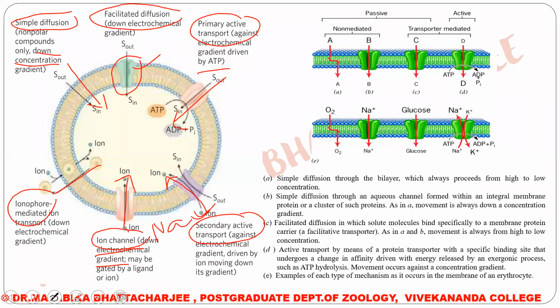The ion is in higher concentration on this side, and lower concentration on this side. The solute is in higher concentration on this side, and low concentration on this side. So since the ion is moving from a higher to a lower concentration, this movement is helping the movement of the solute from a lower to a higher concentration. Here ATP is not used. So this is secondary active transport.